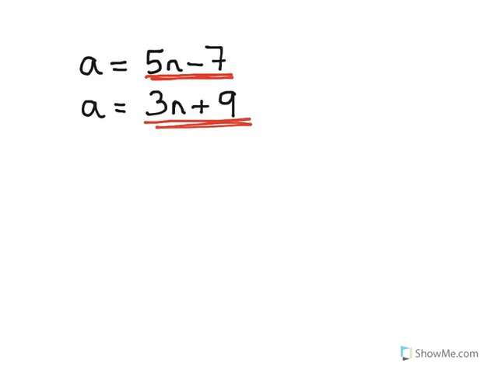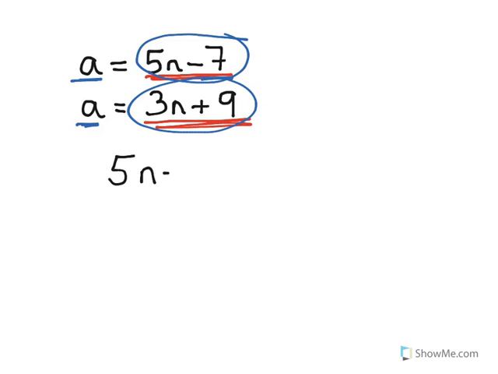We don't know what the number is, so I've just called it a here, because we actually don't know what a is. But a can be thought of as being expressed as 5n minus 7 and also 3n plus 9. So what do we do? Well, if a equals a, because a is the same thing, then these two different expressions must equal one another. 5n minus 7 must also equal 3n plus 9.